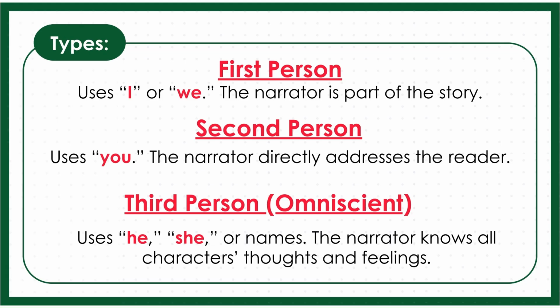Types of point of view. First person uses I or we. The narrator is part of the story and tells it from their own experience. Second person uses you. The narrator directly addresses the reader. Third person, omniscient, uses he, she, or names. The narrator is not part of the story and knows all characters' thoughts and feelings.